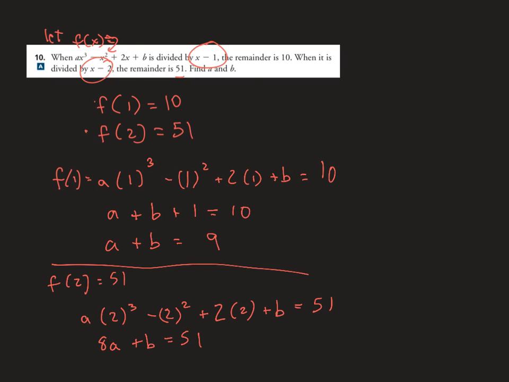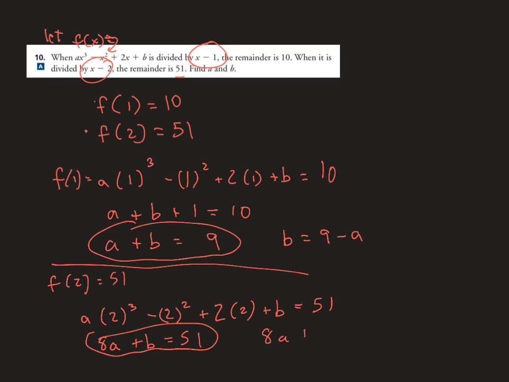All right, let's isolate b. That'll be easy. So here b equals 9 minus a. And then we could say that this guy is just 8a plus b, which is 9 minus a, equals 51. So we can say 8a minus a, so 7a equals 51 minus 9, so 42. And that means that a equals 6.